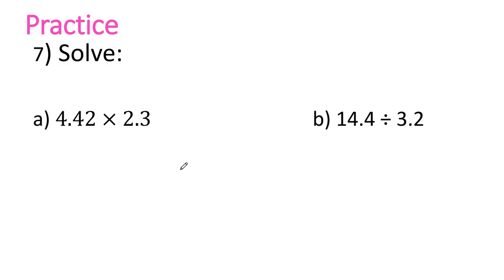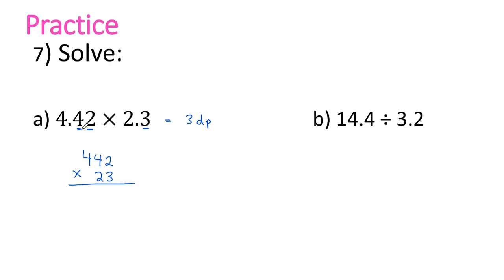So take a look at 7a and b. We have multiplication and division of decimals. For 7a, we have 4.42 times 2.3. These are both positive numbers. So we're going to see that we have 3 decimal places in total, and our answer will be positive. What we can do now is drop the decimal and begin to multiply as though there's no decimal there.